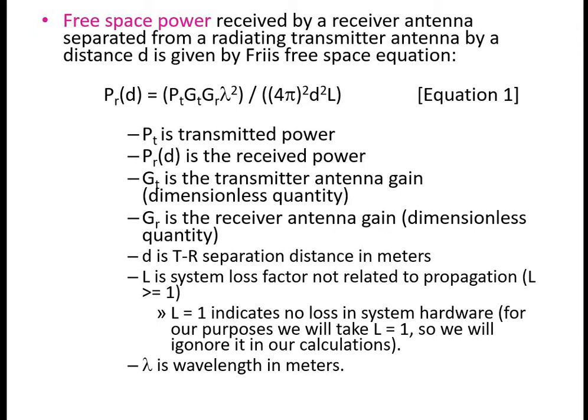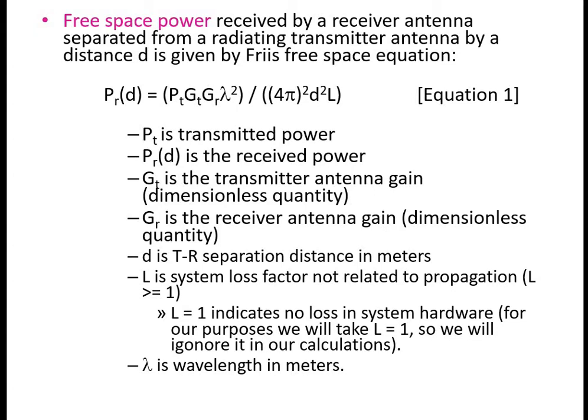So here in this expression you can find Pt is the transmitter power of the transmitting antenna, Pr of d is the received power after the distance small d, then Gt is the gain of the transmitter antenna, and Gr is the gain of the receiver antenna, and L we consider as a term for loss.